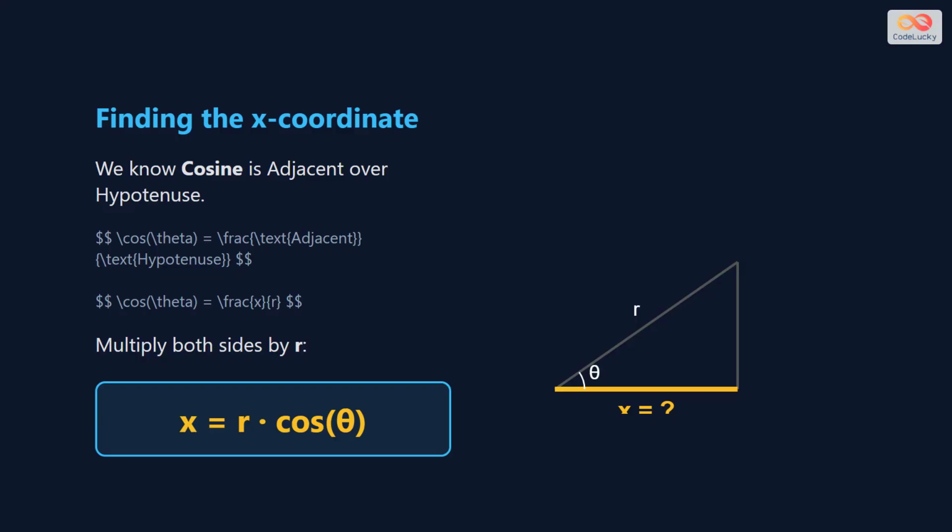To find the x-coordinate, we look at the adjacent side of our triangle. We know that cosine of theta equals adjacent over hypotenuse. Substituting our variables, cosine theta equals x divided by r. If we solve for x, we get our first major formula. X equals r times cosine theta.